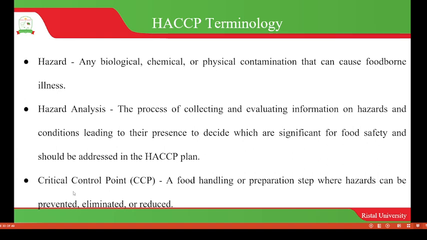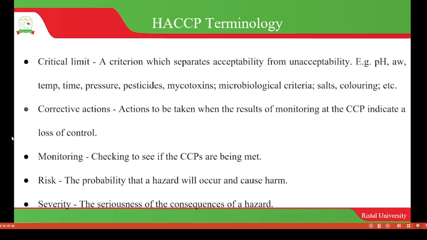And sometimes, even if the hazard is of significance for public health or food safety, it can be at a level that is acceptable, because it will be at a level which cannot cause adverse health effects to humans. But sometimes they can be at a level which is significant. So if they are at a level which is not accepted, we can either eliminate the hazard or reduce it to an acceptable level. So a critical control point is a food handling or preparation step where we can do all this. Then the next term is a critical limit. Critical limit is a criterion which separates acceptability from unacceptability.